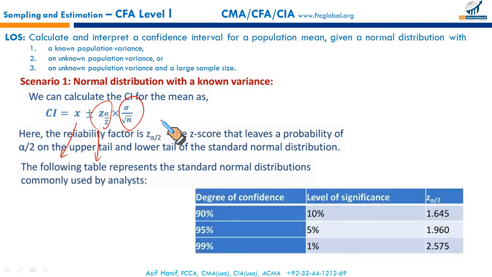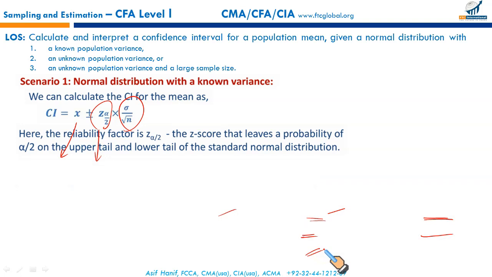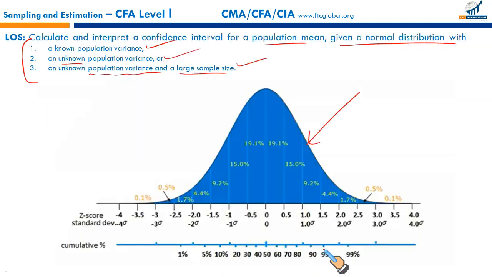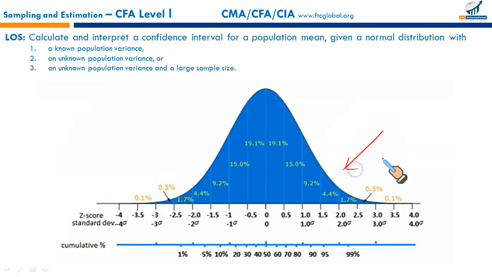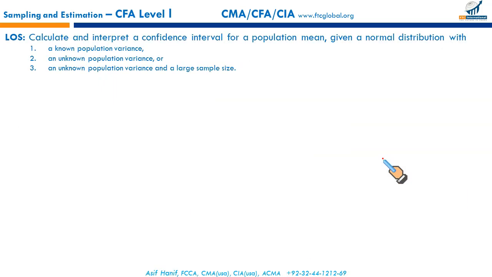So I hope you remember this table from our previous reading. The degree of confidence is 90%, the level of significance is 10%. If 10% is the level of significance, we are basically 1.645 standard deviations away from the mean. When the level of significance is 5%, normally we used to say it's 2, but it is basically 1.96 standard deviations away from the mean. And if the level of significance is 1%, we are 2.575 standard deviations away from the mean. This is exactly what we discussed in our previous reading. So let us try to correlate and apply this in a few situations.